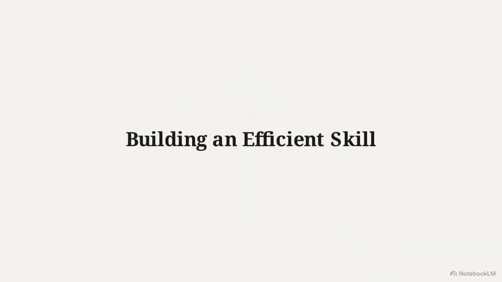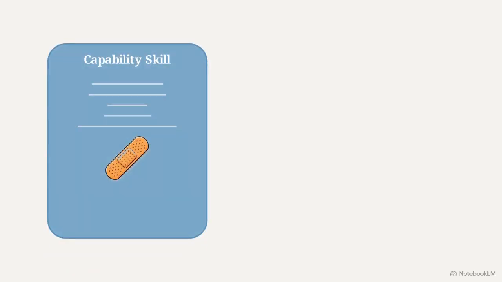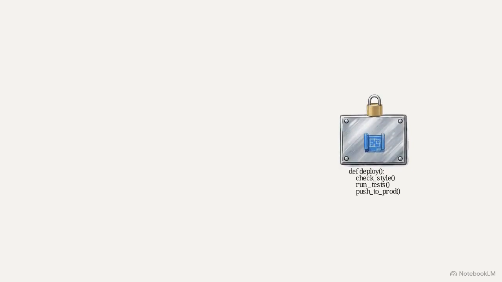Building an efficient skill starts with knowing what you are trying to solve. Capability skills are temporary patches. They teach a model a specific trick, like tracing a certain log file, until the model's next update makes the skill obsolete. Preference skills encode your permanent company IP, like your specific deployment workflows and style guidelines.